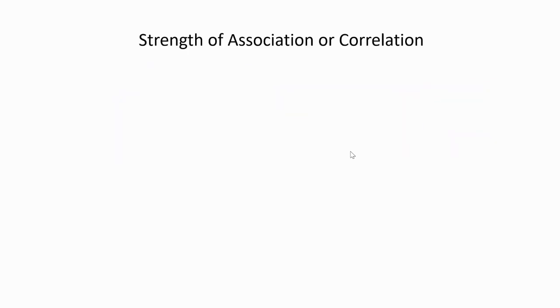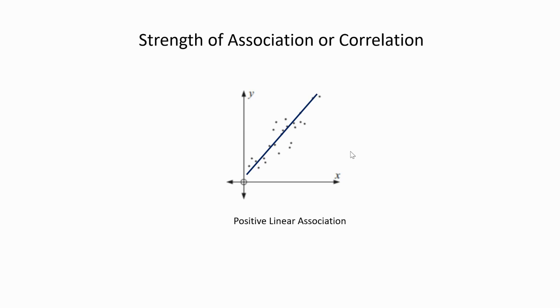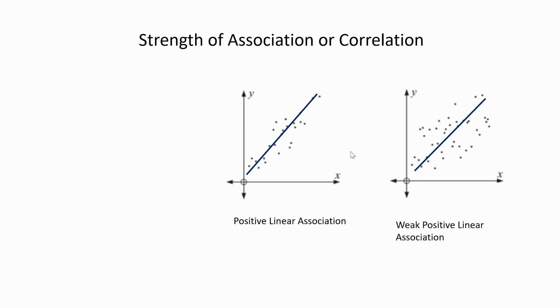So let's look at the strength of association, or correlation. Going back, this is the diagram I just showed you. We drew the line through it and we said, hey, this has a positive linear association. Well, if you look at this data, this also has a linear association. But the data points are not as close to the line as in the first image. So this would be a weak linear association.